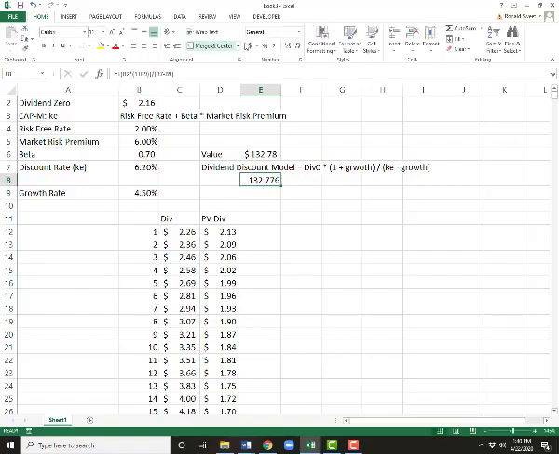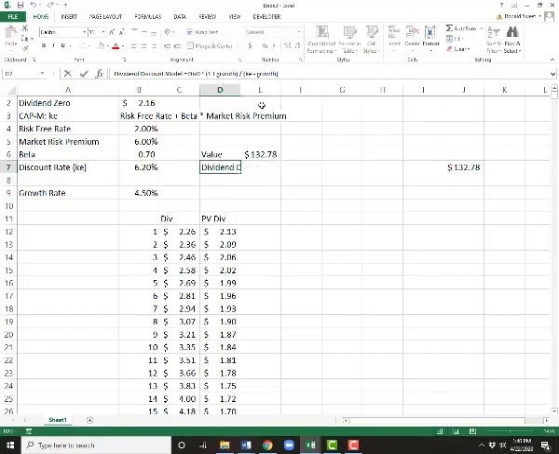And guess what we get? We get the exact same amount. You can see how the perpetual growth formula gives you exactly the same thing as if you added up all these cash flows. And isn't this a whole lot easier than having to do all those years over and over and over again? Obviously in Excel it's not too tough to do, but that's the dividend discount model.